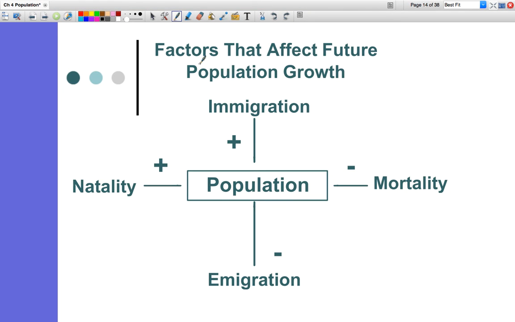Factors that affect future population growth. So here is a diagram, graphic organizer. So we have our central ideal population. We have our positive axes for natality and immigration. And we have our negative axes for mortality and emigration.